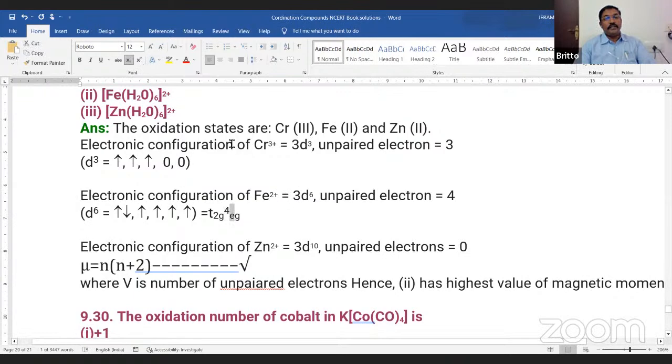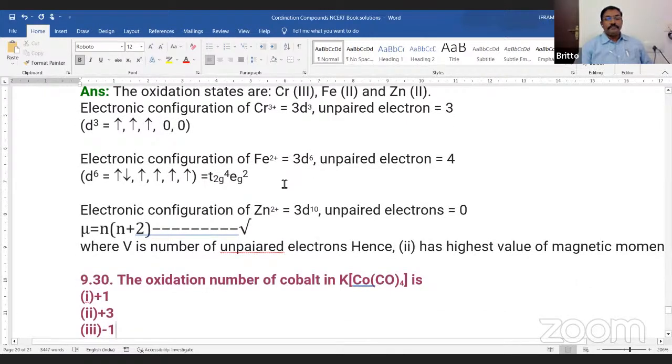And then in the eg level, we have 2 orbitals. Each of them will have 1 electron. So you will put 4 in the t2g level and 2 in the eg level. So this is the crystal field configuration for this one.